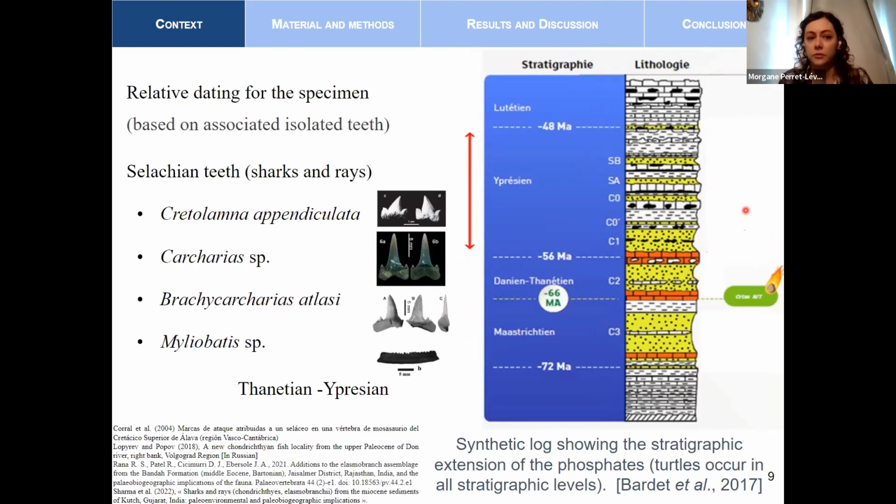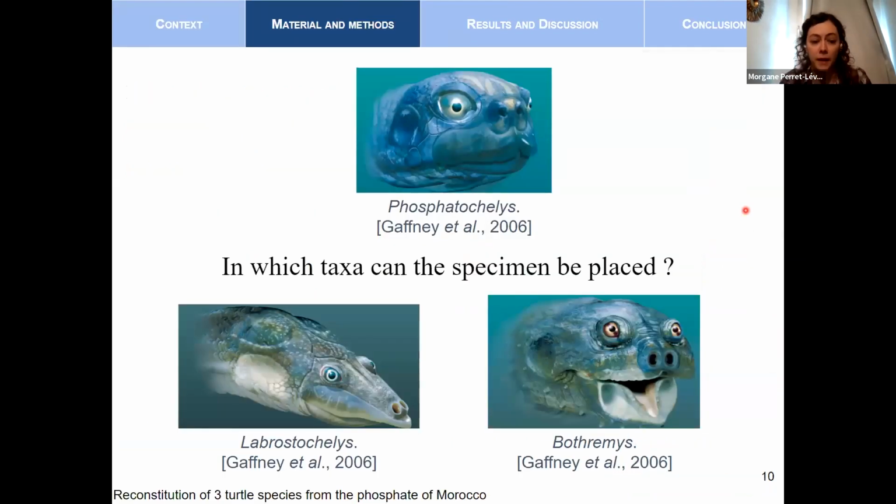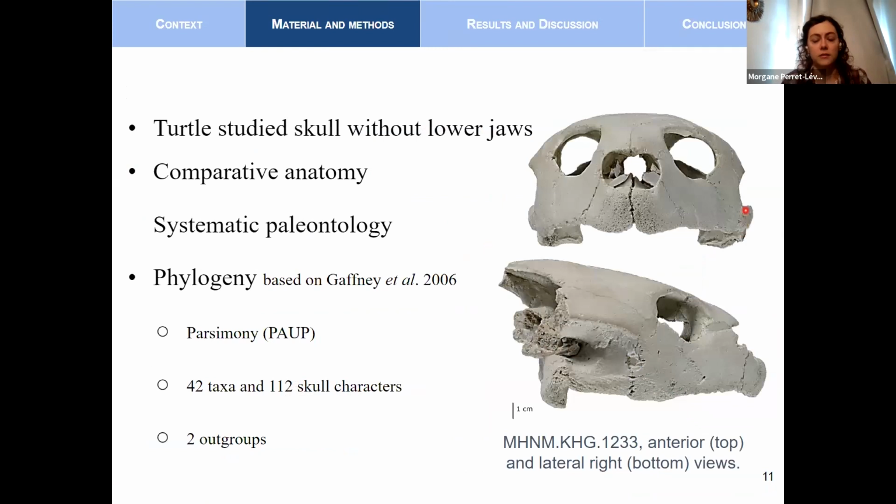The turtle I studied, we dated it thanks to a relative dating with shark and ray teeth. We found out the turtle is from Maastrichtian-Ypresian layers. We need to precise that for the article, but for now that is what we know thanks to these teeth. So in which taxa can the specimen be placed? The material is an isolated skull, without lower jaw and without any postcranial material.